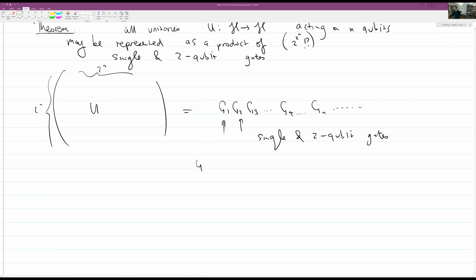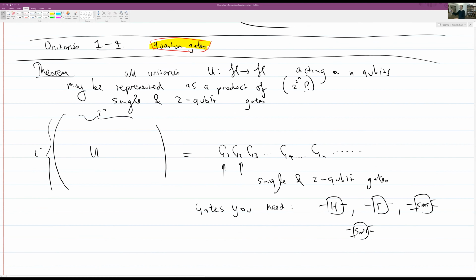And the gates you need in order to express any unitary, so this is universality, are the Hadamard gate, the T gate, the CNOT gate, and the swap gate. With just these four gates, you can represent any unitary on n qubits. This is called universality of this gate set.